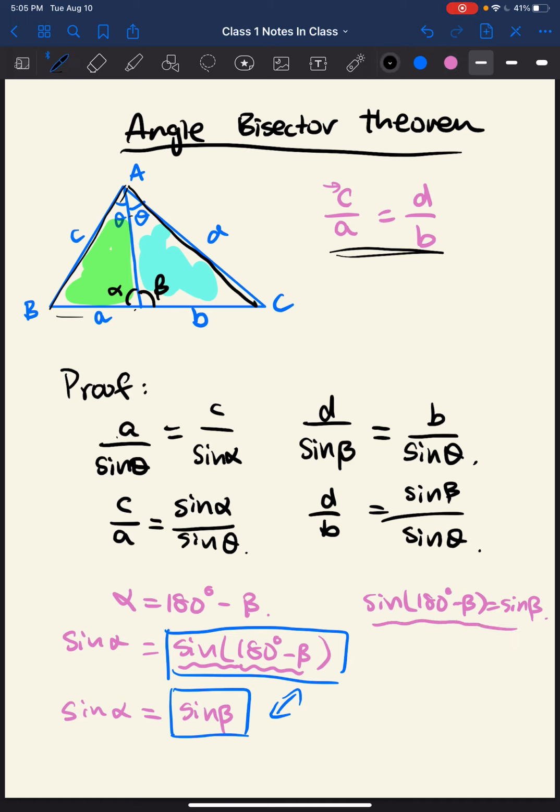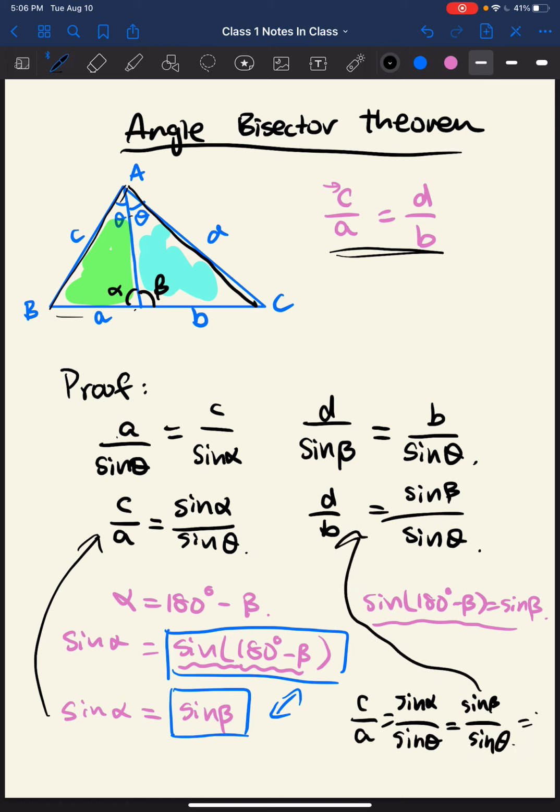So since we know that sine alpha equals sine beta, we can substitute it in here. So C over A equals sine alpha over sine theta, and since sine alpha equals sine beta, this is sine beta over sine theta, and this equals D over B. So this is where our angle bisector theorem came from.